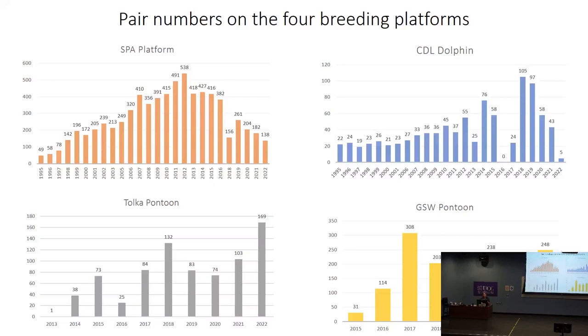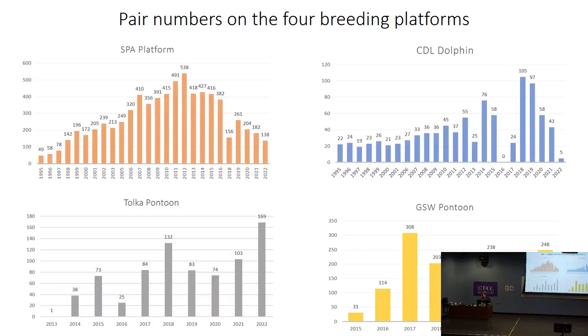However, in the last number of years, we have had a slight decline in the numbers of terns nesting on the SPA platform. And there's probably a couple of reasons for this, but two potential reasons are, firstly, that during that renovation work, back in 2016 and 2017, the Great South Wall pontoon was brought up beside the SPA platform to accommodate any terns which might have been displaced. So the GSW pontoon might have just taken some of the terns away from the SPA platform. Secondly, the SPA platform, unfortunately, is now underneath where a pair of peregrines are holding territory. So it's getting a little bit hammered at the minute, so that's probably another reason why those numbers are going down.